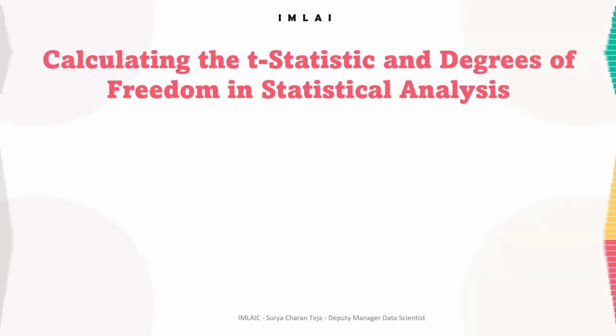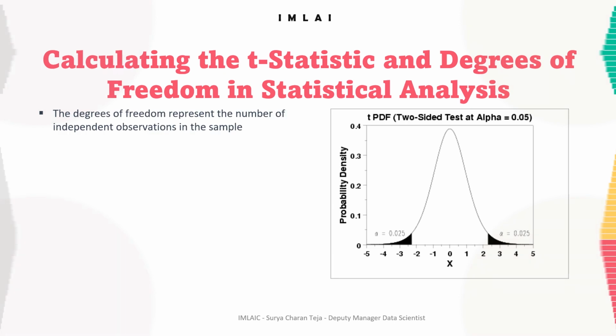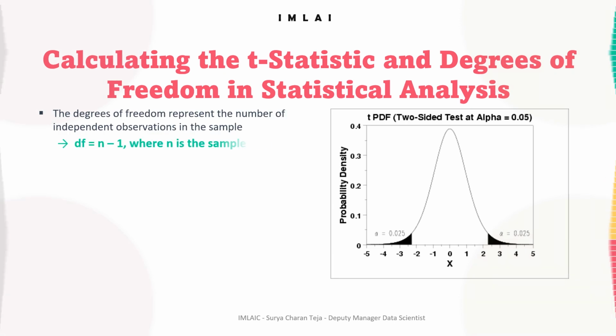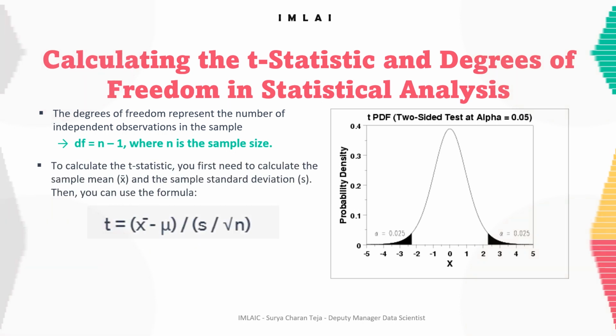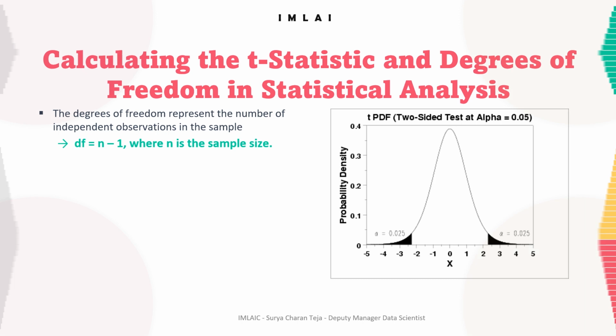So as I have told you, to calculate the t distribution, you need to know the degrees of freedom, df, and the value of the t statistic. The degrees of freedom represent the number of independent observations in the sample and are calculated as the sample size minus 1. That is, degrees of freedom is equal to n minus 1, where n is the sample size.